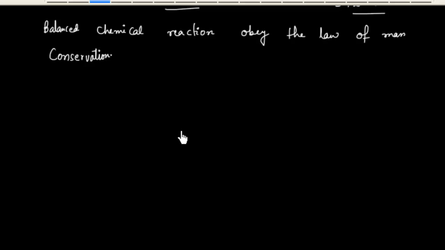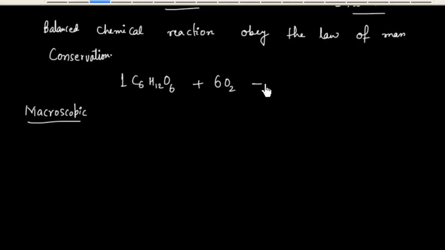Now we can also talk macroscopically. The same equation can also be thought of macroscopically. So macroscopically, if I see C6H12O6 plus 6O2, this will give you 6CO2 plus 6H2O.